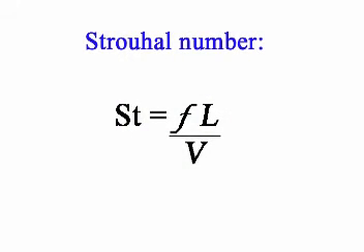Finally, when the Reynolds number reaches values above a few hundred, turbulence begins to dominate the flow pattern. Another dimensionless parameter, the Strouhal number, gives a non-dimensional frequency for such periodic flows.